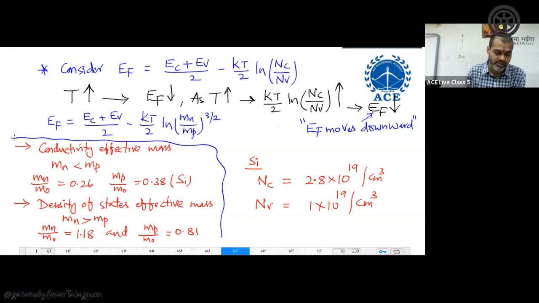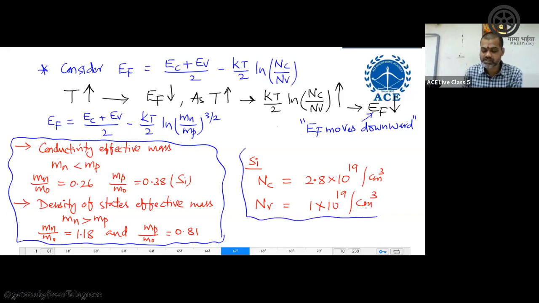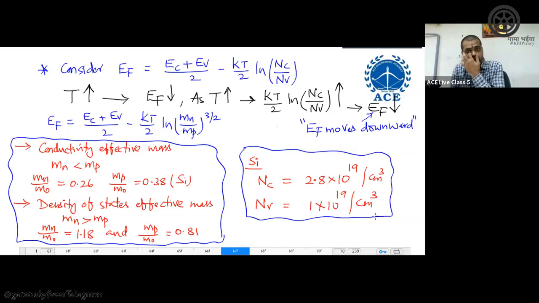the effective mass that we are going to talk about is not an absolute term, it is a relative term, that you must understand. So with respect to conductivity, Mn is less than Mp, but with respect to density of states, Mn is greater than Mp. Okay, so if you increase the temperature, what will happen to the Fermi energy level? It will move downward in the intrinsic semiconductor that we have considered. Okay, hope I am clear.